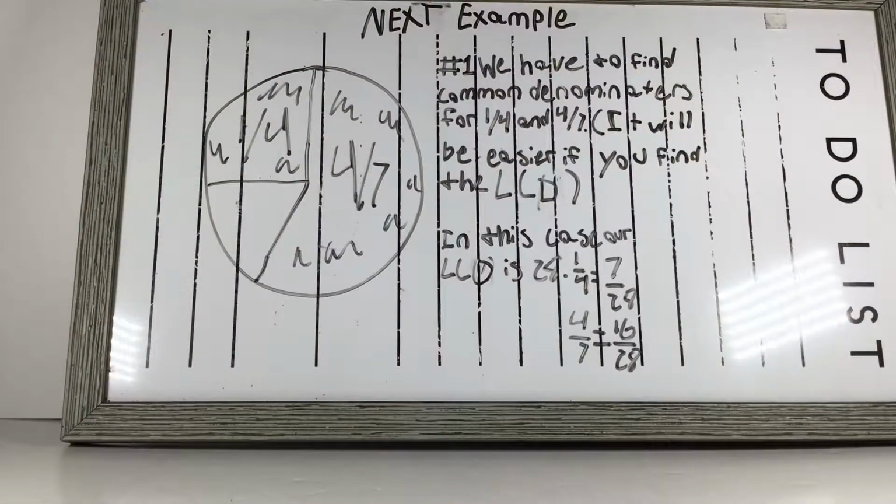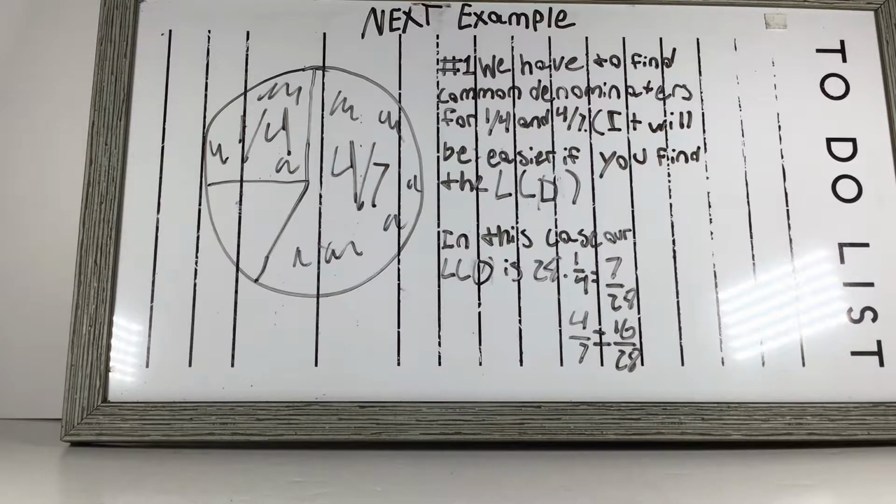For our next example, we have to find out what part of the circle is not shaded. As you can see on our circle, 1/4 and 4/7 is shaded. So again, for our first step, we have to find common denominators for our fractions that we do know. In this case, 1/4 and 4/7 are the fractions we know.